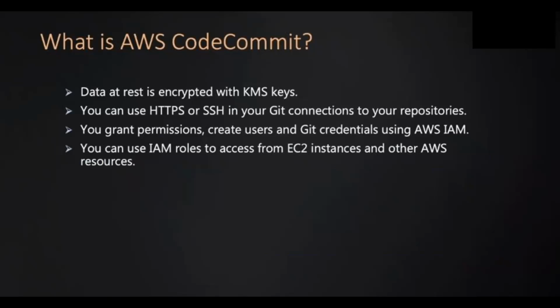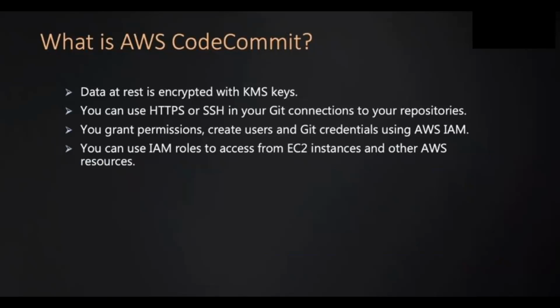Data at rest is encrypted with KMS keys. In other words, KMS is the AWS key management service, so all the keys can be saved here. We can use HTTPS or SSH in Git. That also we will see.